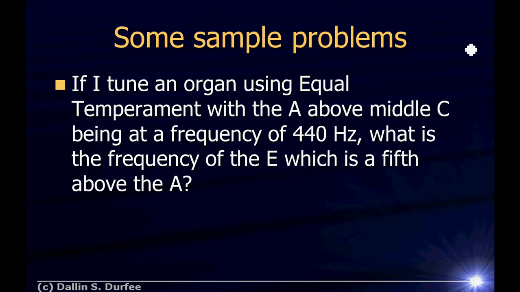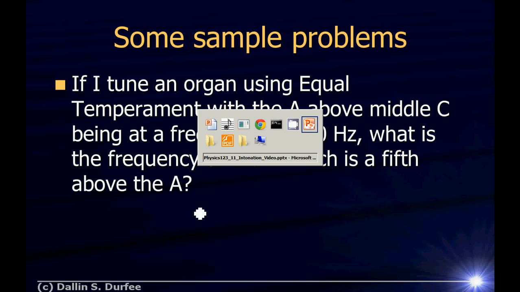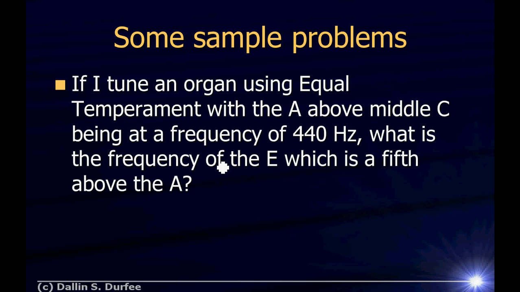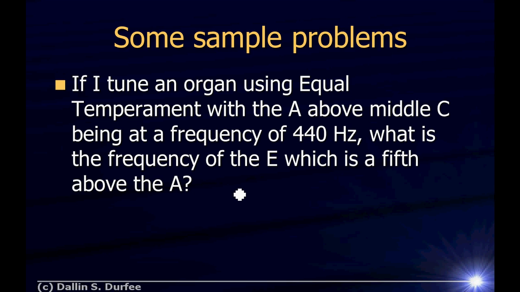So here's our first sample problem. If I tune an organ using equal temperament with the A above middle C at a frequency of 440 Hertz, what is the frequency of the E, which is a fifth above the A? How do I do that? Well, if you go to the paper I had you read for this section, you'll see a perfect fifth is 7 half steps. So I'm going to take 440 Hertz and go up 7 half steps, so that's a factor of 2 to the 7/12 because I'm doing equal temperament.